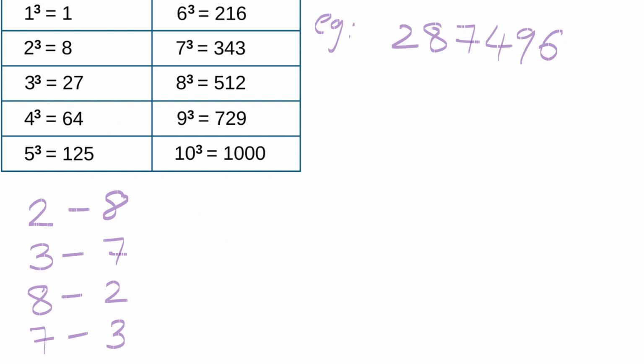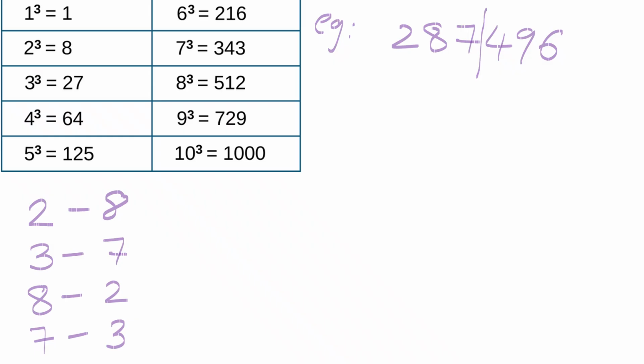So step 1 is, no matter what number you are having, whenever a cube is given to you, you must put a slash before the last 3 digits of that particular number. The last 3 digits of this number are 496. So I'll put a slash. This is the most important step. You must put a slash before the last 3 digits.